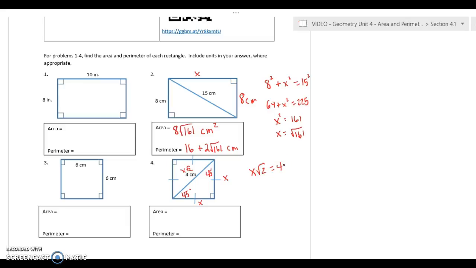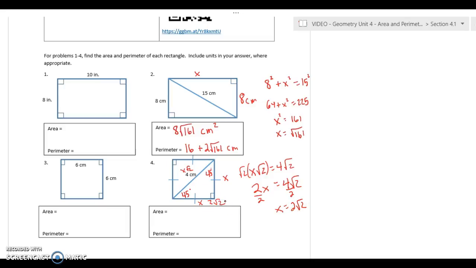Again, you've got many options. I think probably the easiest thing, in my book anyway, is to take this and multiply both sides by root 2. So on the right side we get 4 root 2. On the left side we get 2x. So divide by 2. And that's one of our sides, 2 square root of 2.